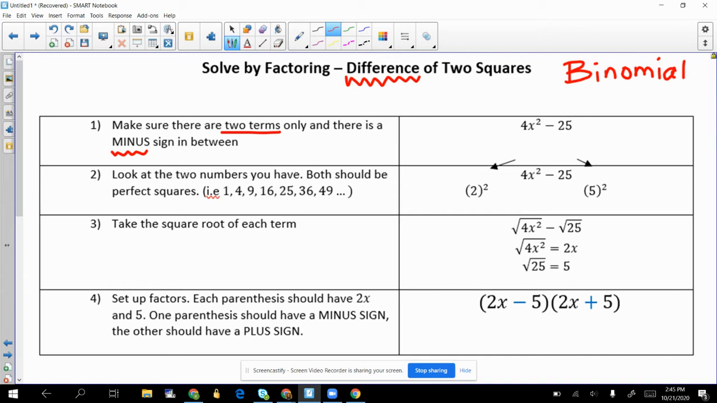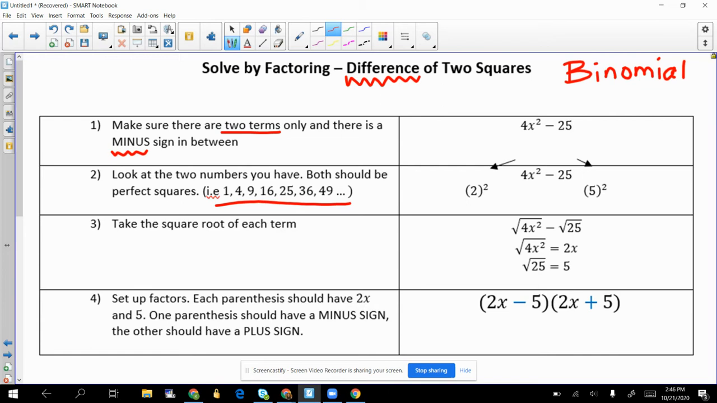And then what you have to do is look at the two numbers you have, and both should be perfect squares. So what we mean by perfect squares are numbers that can be square rooted. So here are some perfect square examples. 1, square root of 1 is 1. 4, square root of 4 is 2. 9, square root of 9 is 3, and so on and so forth. So this list goes on and on. 16, 25, 36, 49, 64, 100, 81, okay, all of those, 144, all of those are perfect squares because if you take the square root, it's a whole number.